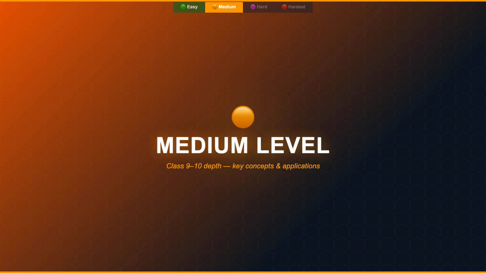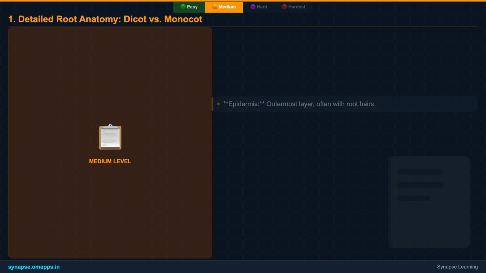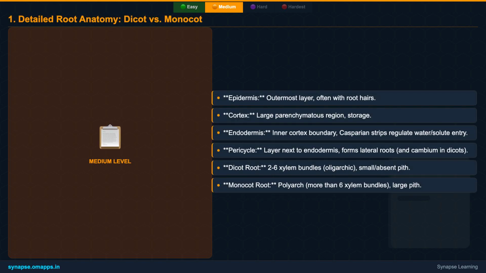Let's deepen our knowledge. The medium level will guide you through more detailed explanations of tissue arrangements and their specific functions in dicot and monocot plants. At the medium level, we delve into the detailed anatomy, starting with roots. Both dicot and monocot roots share an epidermis and cortex. However, the endodermis, with its unique Casparian strips, plays a critical role in regulating water movement into the vascular cylinder, being particularly prominent in dicots.